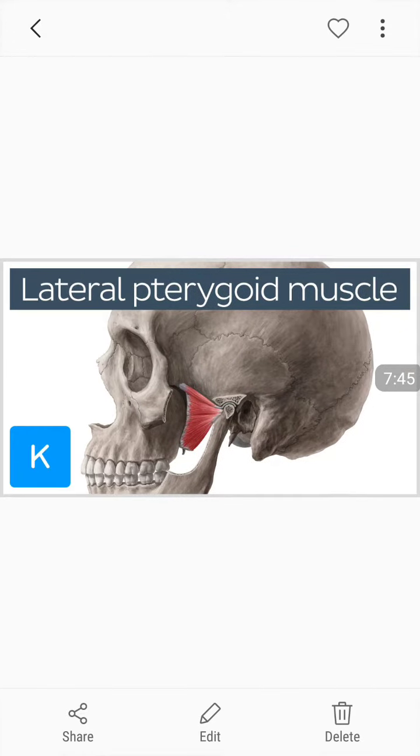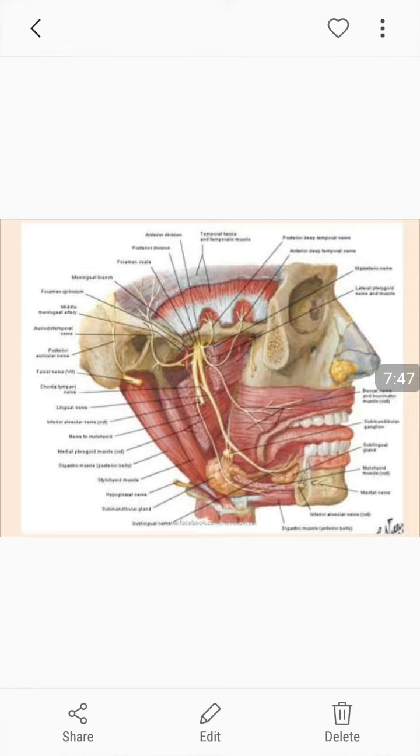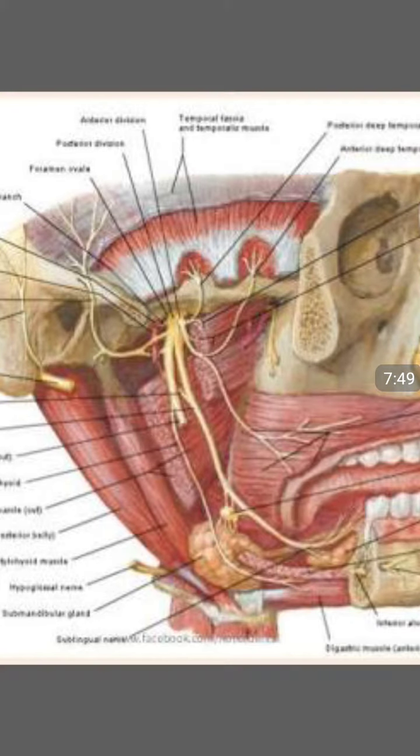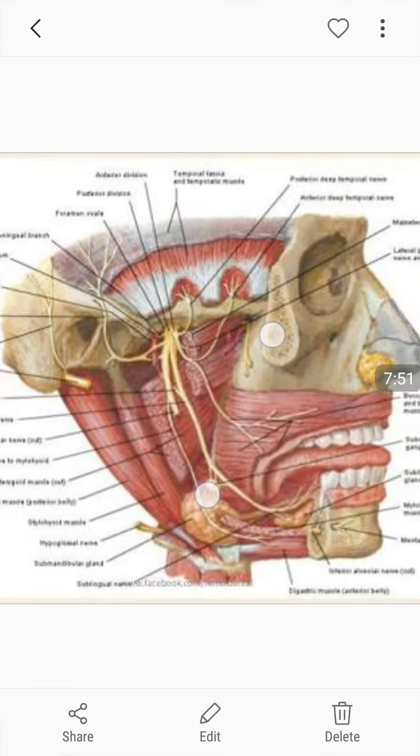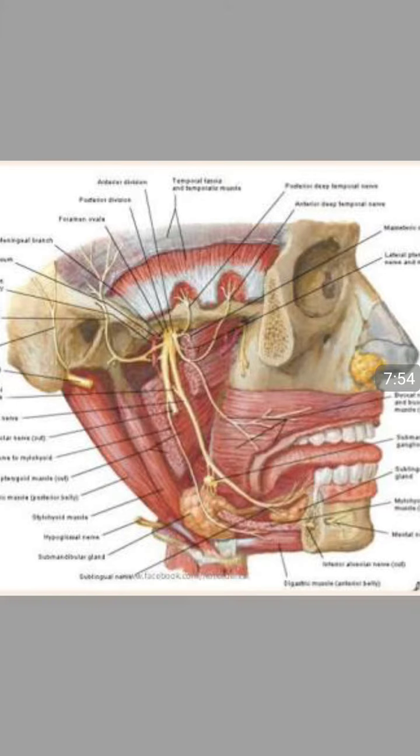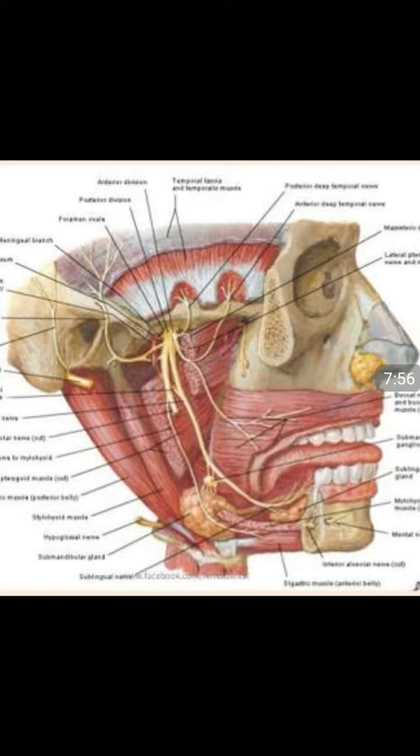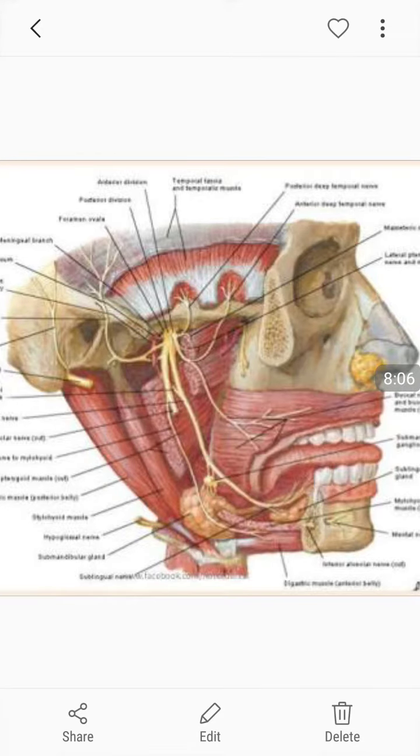Now the nerve supply of these muscles is the mandibular division of the trigeminal nerve. Muscles of mastication are derived from the first pharyngeal arch embryologically. The nerve supply of the first pharyngeal arch is the mandibular division of the trigeminal nerve. So that's why the mandibular division of the trigeminal nerve supplies all these muscles.